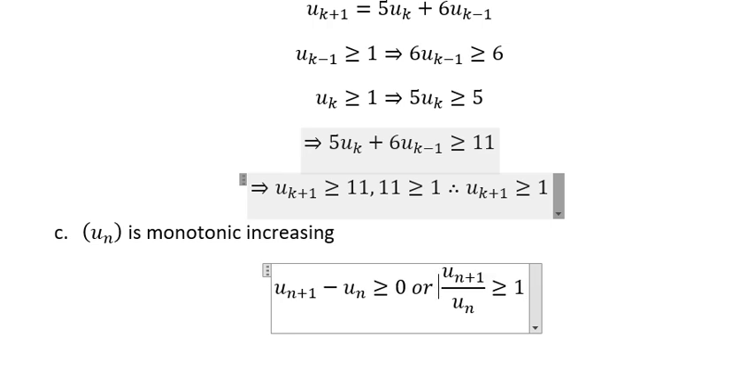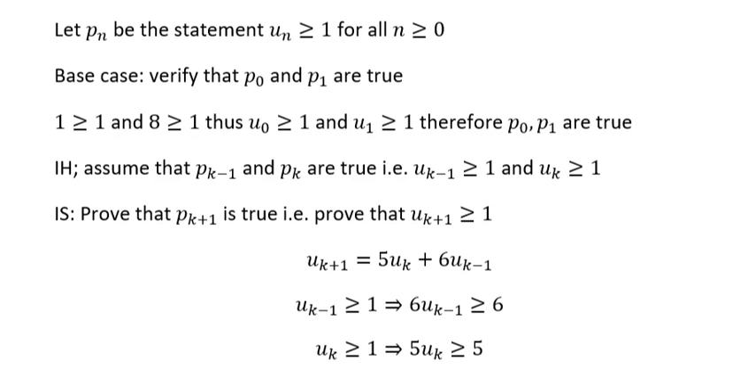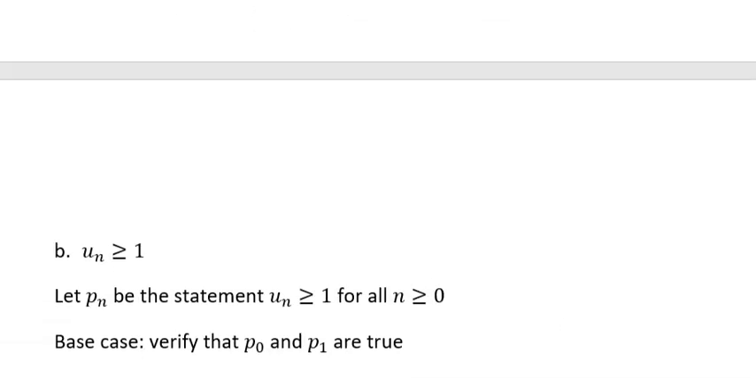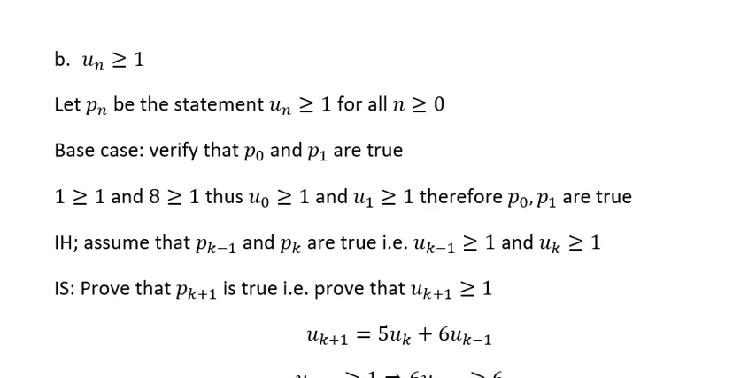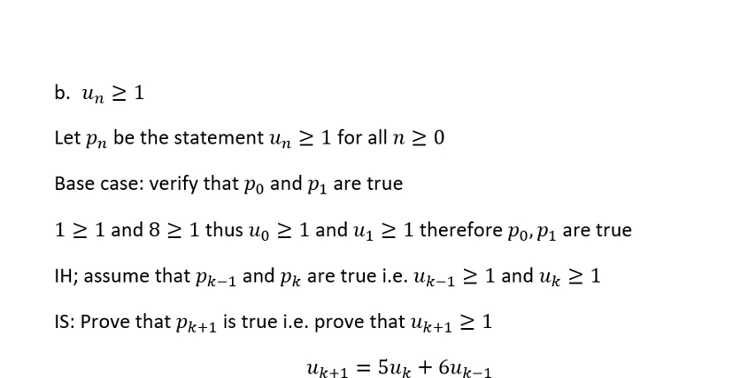So let me see. If I'm doing the second one, u_{n+1} over u_n, in fact, we have already shown that u_n is bigger or equal to 1. It means that u_{n+1} is also bigger or equal to 1.